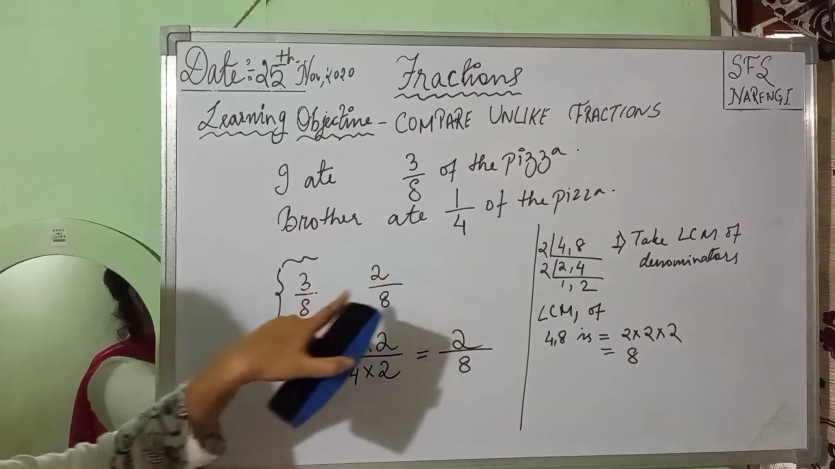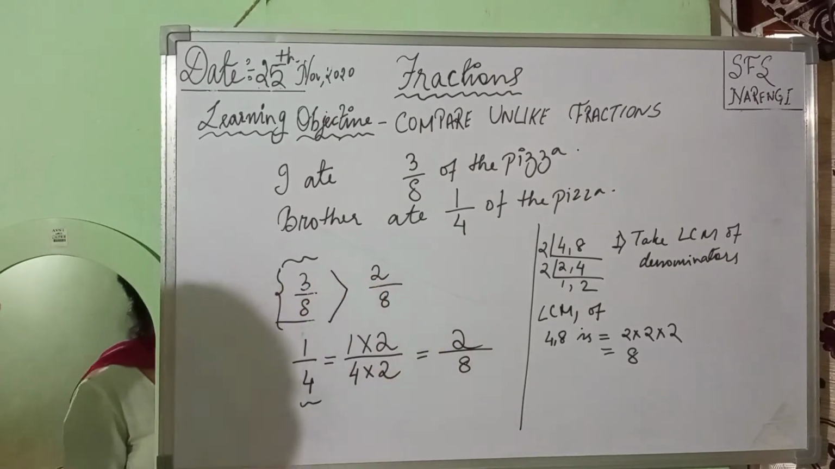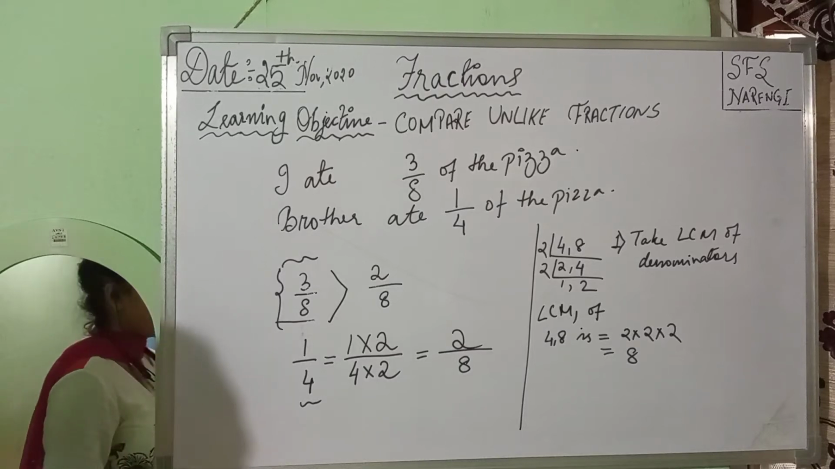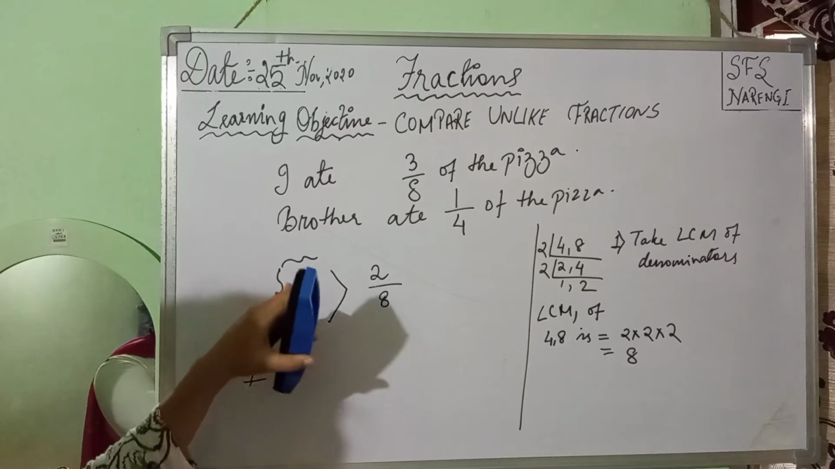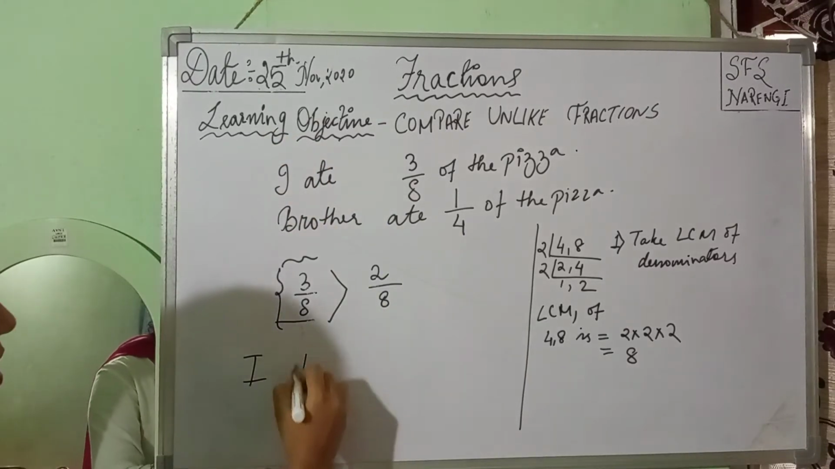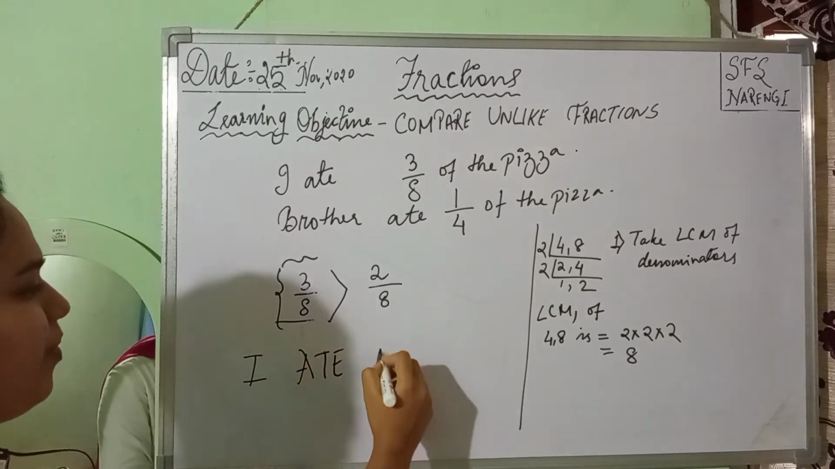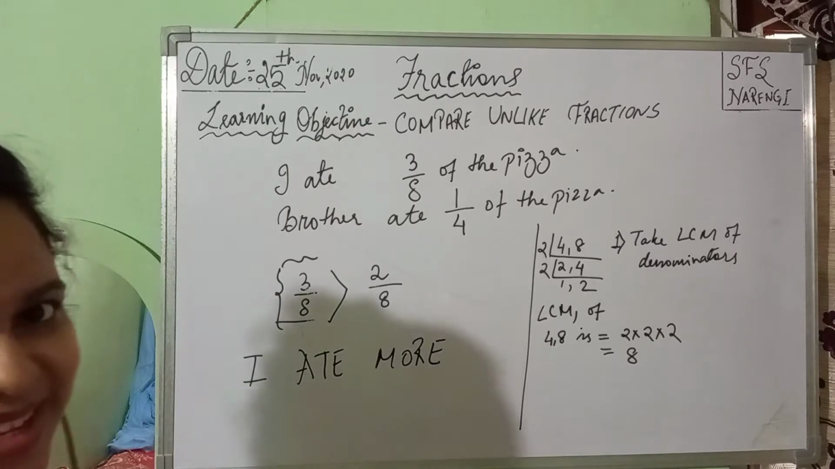Right? Since the numerator of 3 by 8 is greater than 2 by 8, 3 by 8 is greater than 2 by 8. Okay. That means that, and who ate 3/8 of the pizza? I ate 3/8 of the pizza. So I can say that I ate more. Okay. And so I'm very happy because I ate more of the pizza.